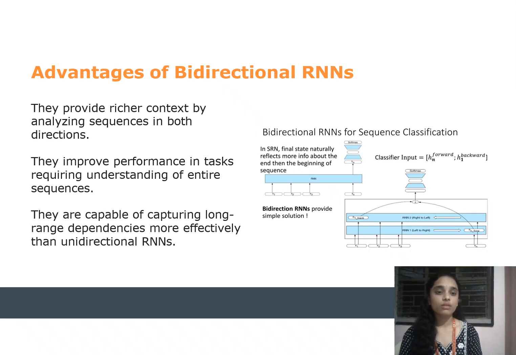Here we can observe the advantages of bidirectional RNNs. They provide richer context by analyzing sequences in both directions. They improve performance in tasks requiring understanding of entire sequences. They are capable of capturing long-range dependencies more effectively than unidirectional RNNs. Here we can observe bidirectional RNN for sequence classification.